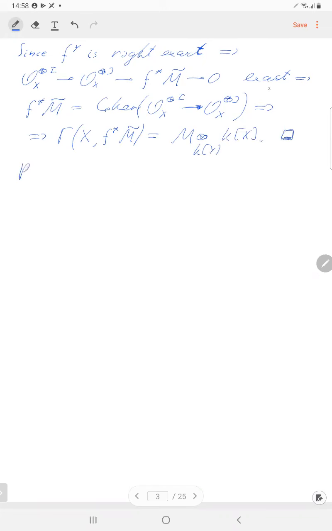And now let's prove that the push forward takes quasi-coherent sheaves to quasi-coherent sheaves. And this statement is local on Y. So again, we can assume that Y is affine.